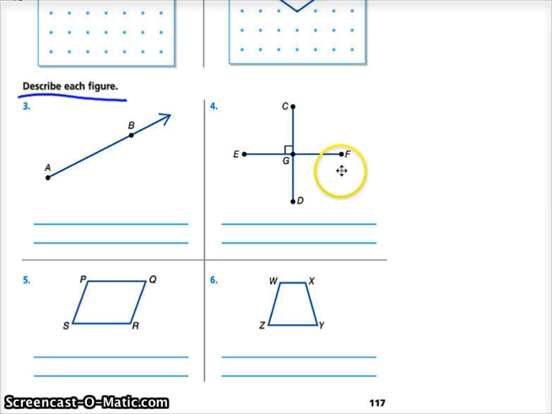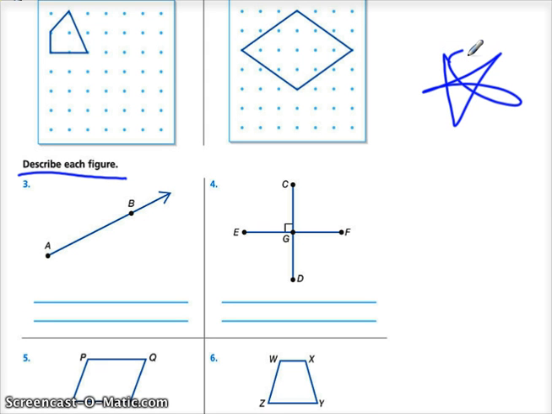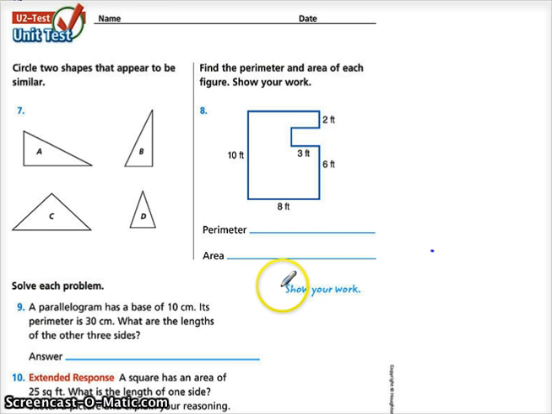Number 4, I see that both of these lines are crossing, so you need to tell me if they're intersecting or perpendicular or parallel lines, and name them with their letters. Number 5, you need to tell me what shape this is, and then you need to tell me if there are parallel or perpendicular sides. You're going to do the same for number 6. You need to name it, and then tell me if there are any parallel or perpendicular sides. Once you have finished this page, you need to raise your hand and get a star. Then you are moving on to the back side.